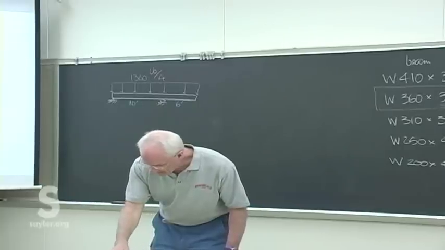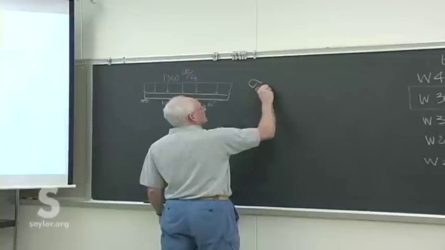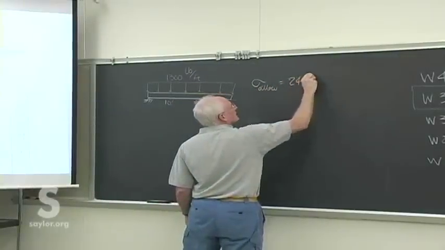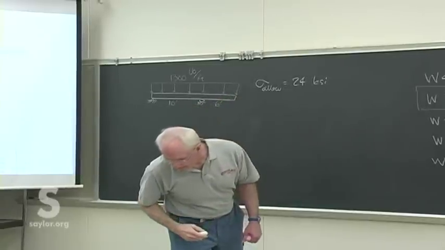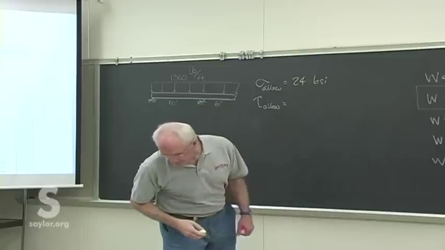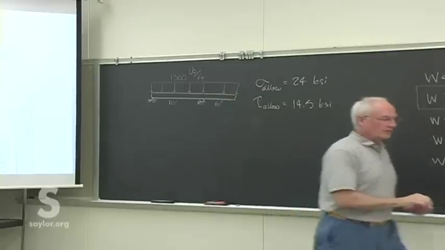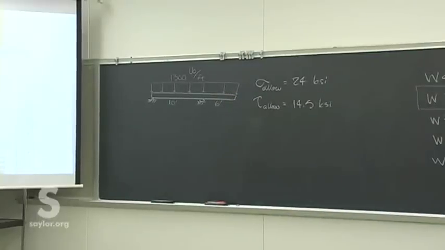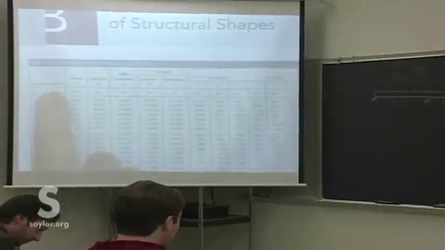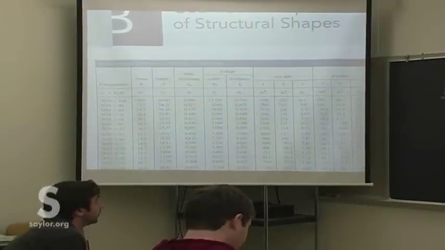And the allowable shear stress is 24 ksi. Allowable shear stress, 14.5. We'll just take the maximum shear and then divide it by the beam's cross-sectional area, which is also in the tables. We'll have to go back to the English tables, of course, but the cross-sectional area is right there in the table. You don't have to figure anything out, just compare the shear to what's allowable.